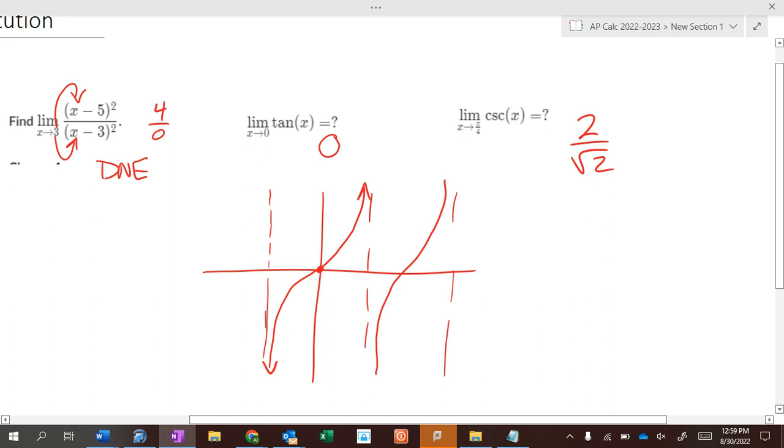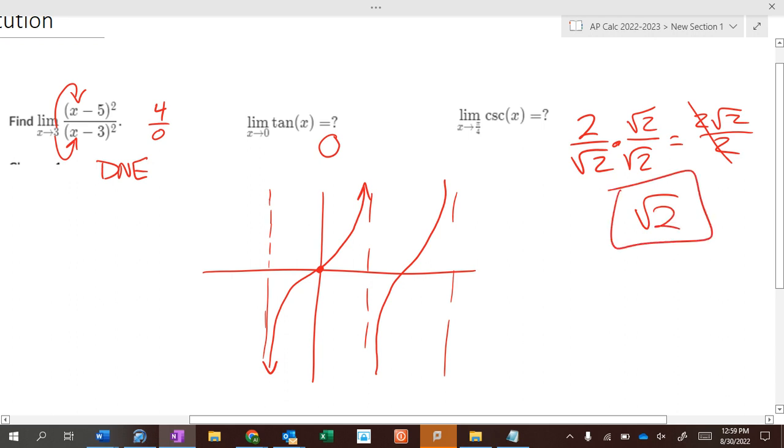Do the math gods like us when we do that? No. Why not? The math gods do not like square roots in the denominator, so we multiply top and bottom by the square root of 2. So it's 2 square root of 2 over 2. No, I am not the math god. So it's just plain simple square root of 2.